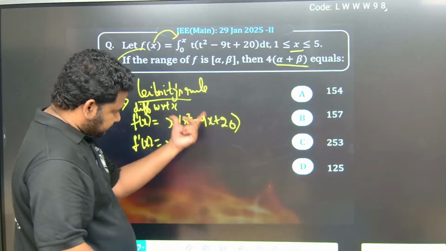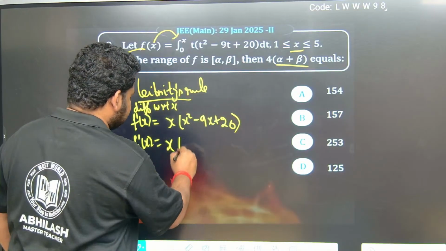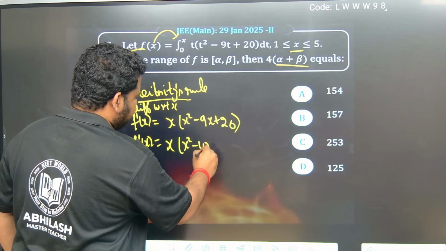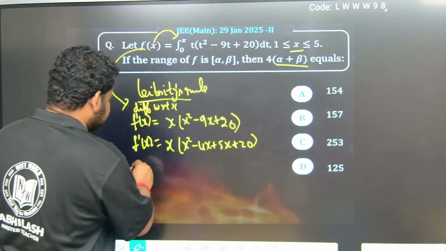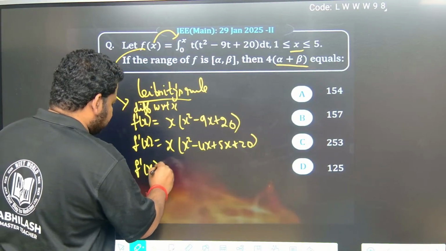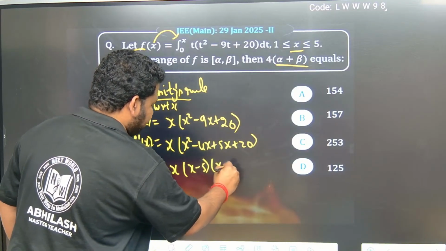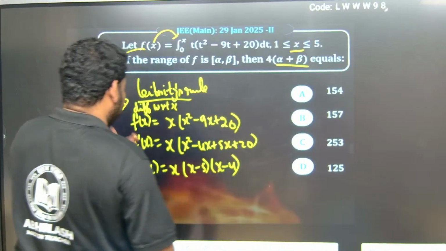Now if I find the factors, x square minus 9x plus 20 can be written as x square minus 4x minus 5x plus 20. On factorizing this, what I will get is x into x minus 5 into x minus 4.